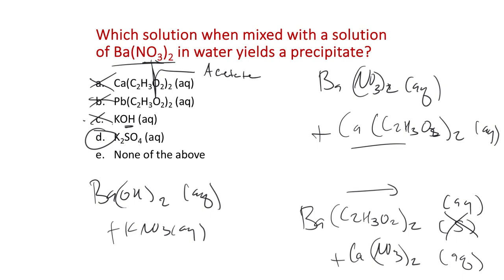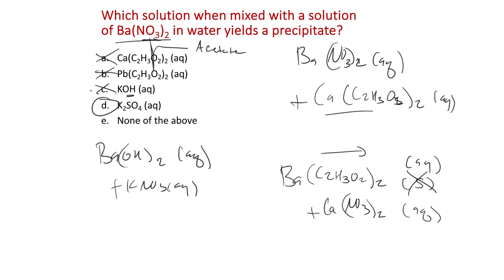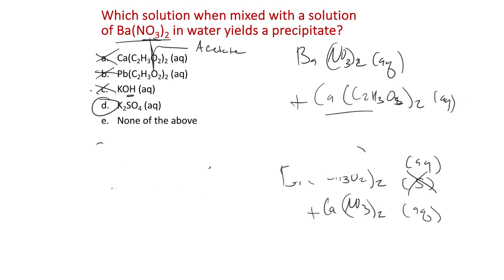Because barium sulfate's insoluble. So let's write that reaction out real quick. So let's even go through the process of saying, for D, can we write out the full molecular reaction? Can we write out the full ionic reaction? And then can we write the net ionic reaction? And then can we identify and cancel out those spectator ions in the process? So let me erase this work here to give me some room to write.